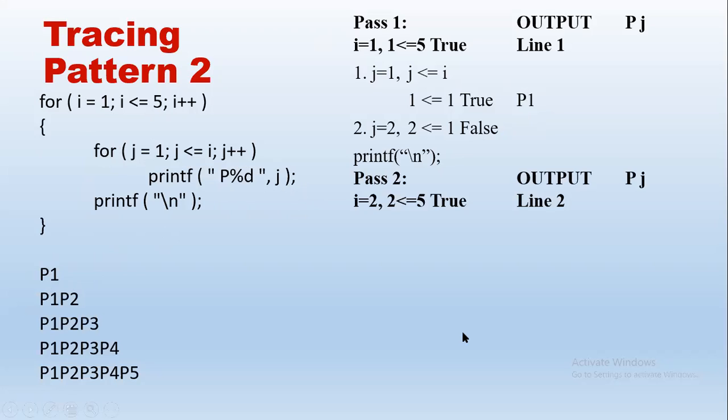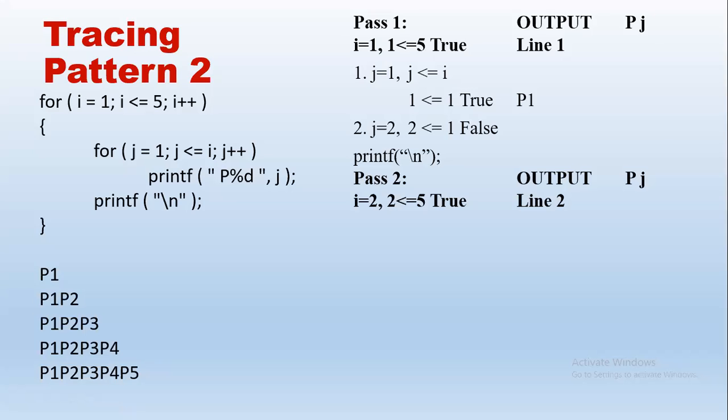I will be 2. 2 less than equal to 5. Note the condition for I is I less than equal to 5. So 2 less than equal to 5, condition is true, right? We need to print line 2 here. So here we are printing line 2. Then what is the first value of J? What is the value of J? 1. Very important note. J will start from the first value.